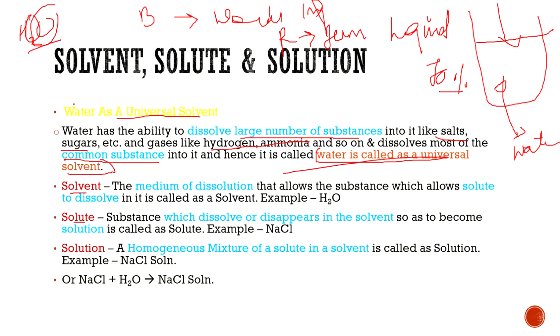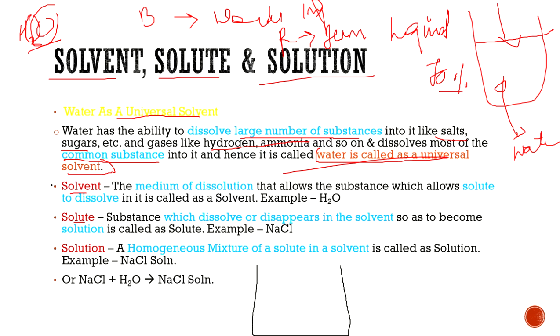Next, we have to learn what is solvent, what is solute, and what is solution. Solvent. Now for that I'll have to draw a diagram. Use black ink for that. Now I have a beaker.